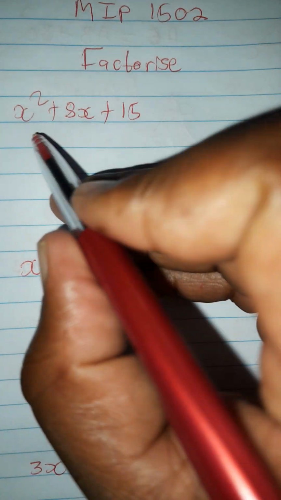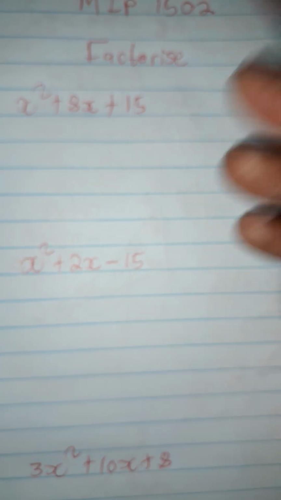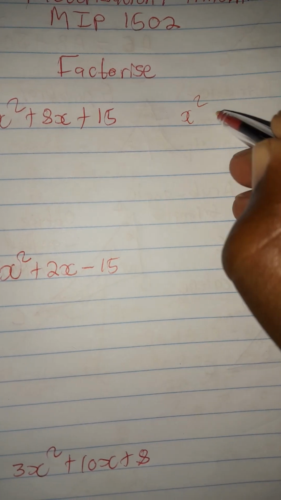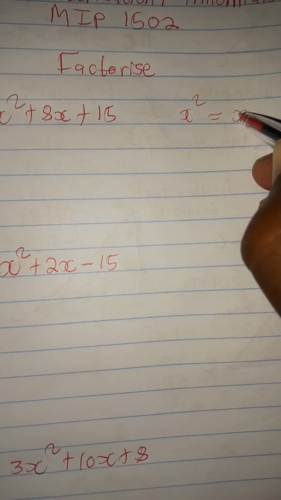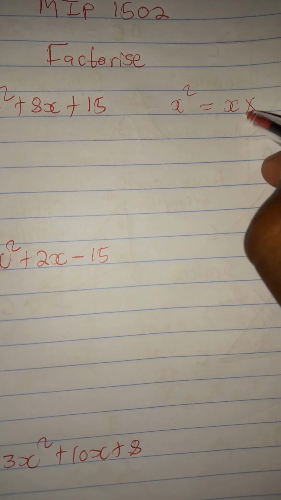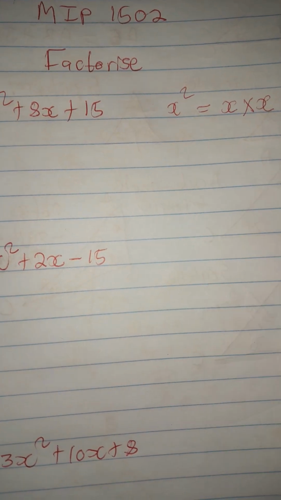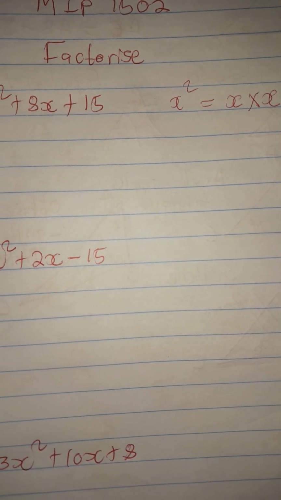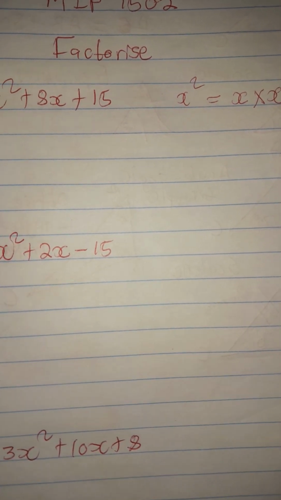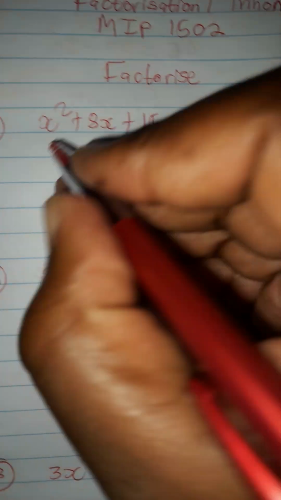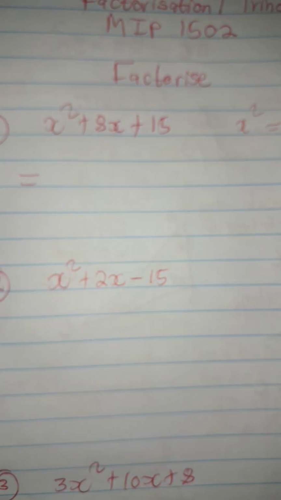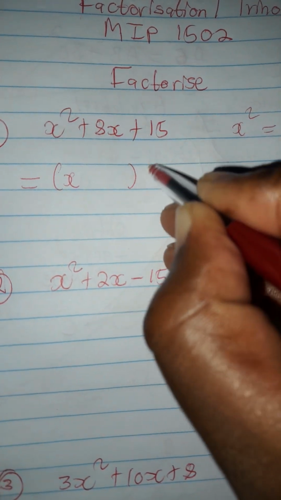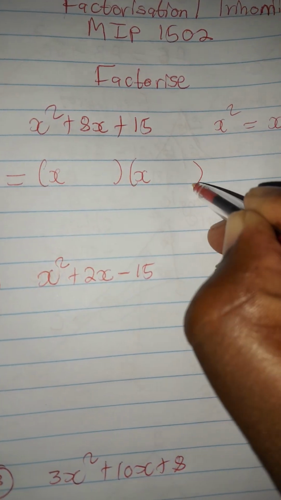So first things first, we are given x squared plus 8x plus 15 in this case. So we need to find the factors of x squared. The factors of x squared is x multiplied by x, not x plus x. Mind you, x times x gives you x squared. x plus x gives you 2x, right? So since it's a trinomial, we'll have two brackets. So we are going to put x and x there.